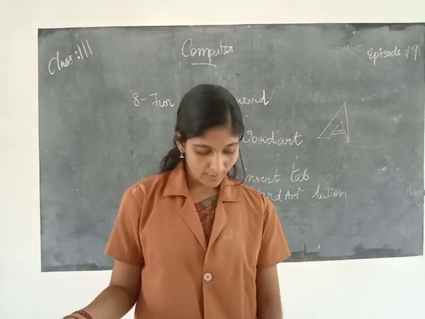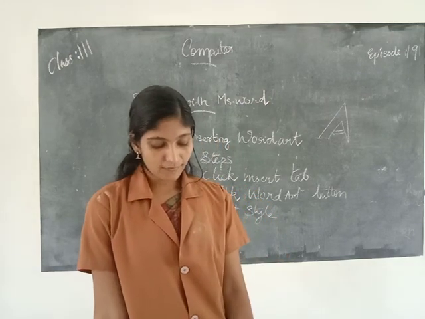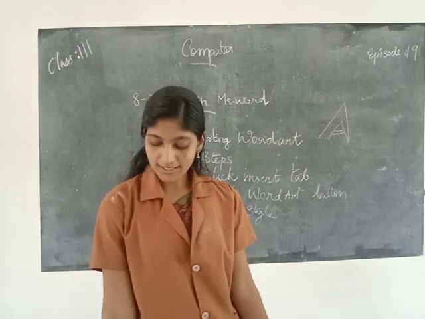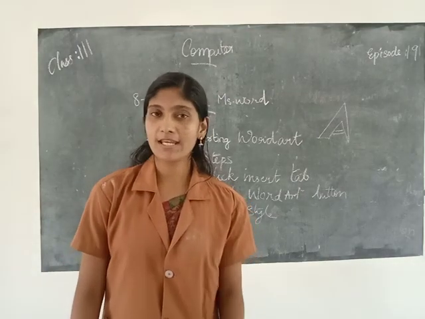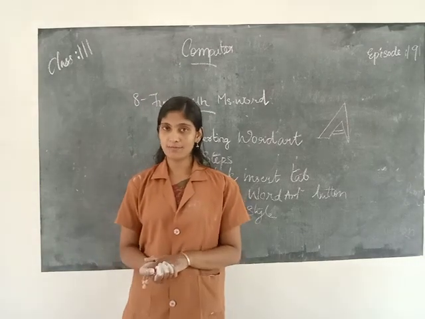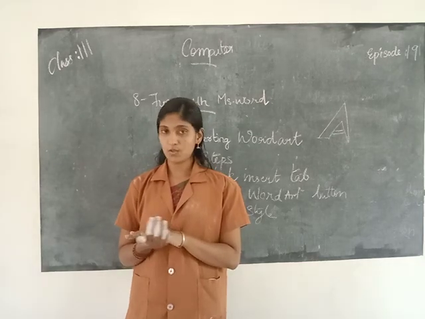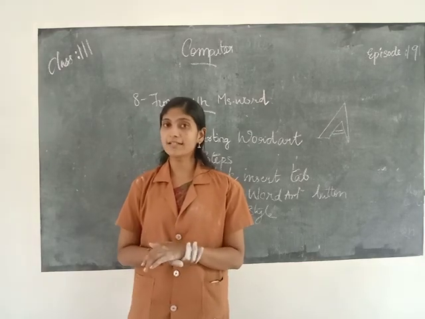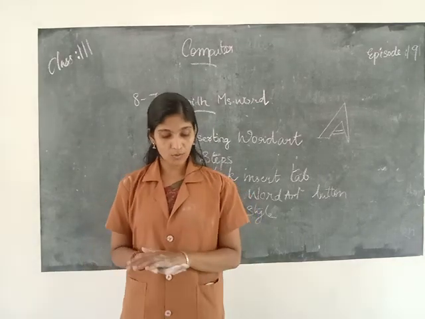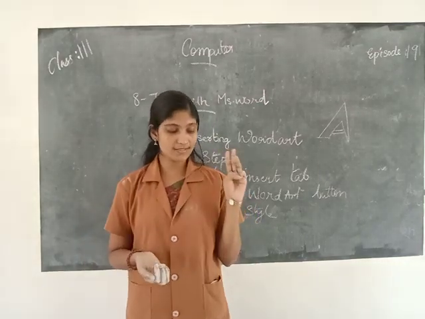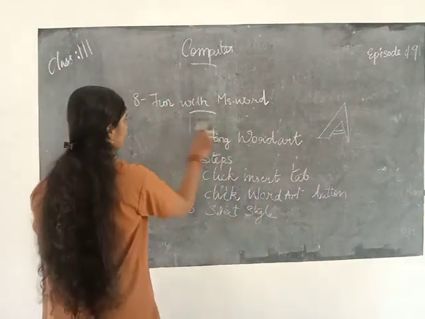So let's go to a question. Type the text "computer is fun" and apply the following format to it. So we need a computer and also a keyboard. First of all, type the words "computer is fun", and then apply the following operations. The first question: change the font size to 36. So let's do it.